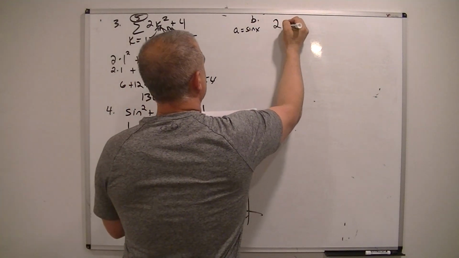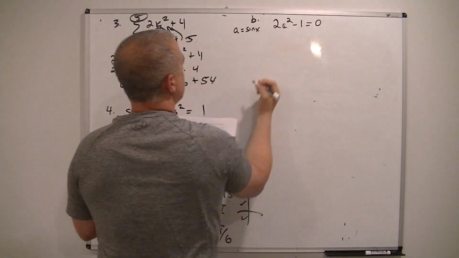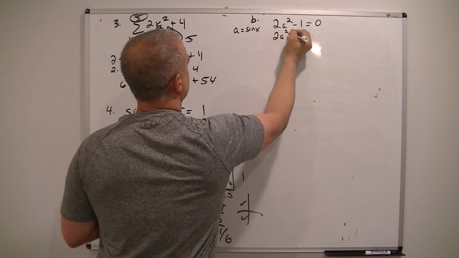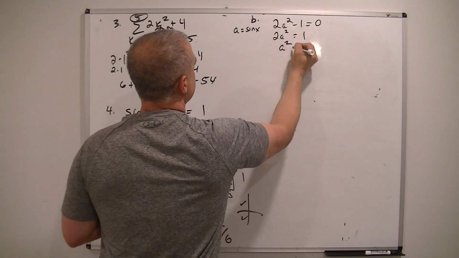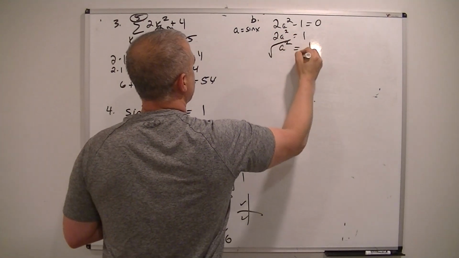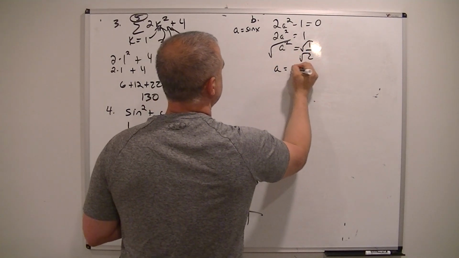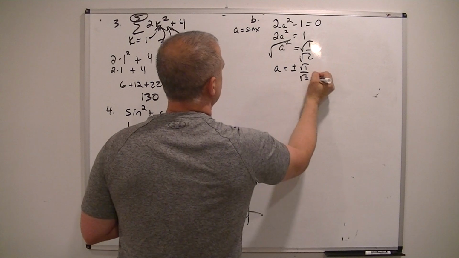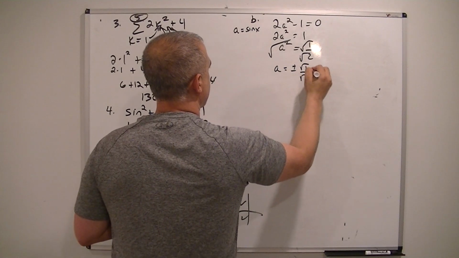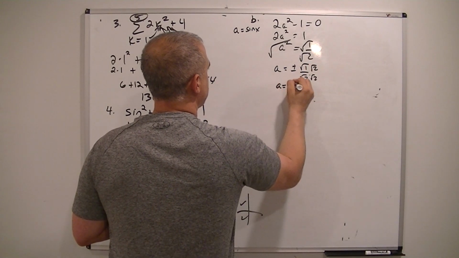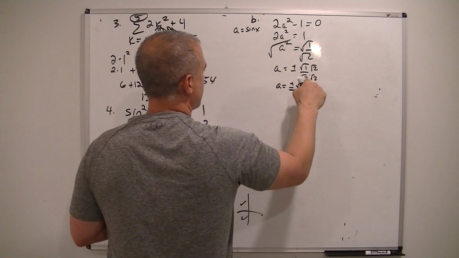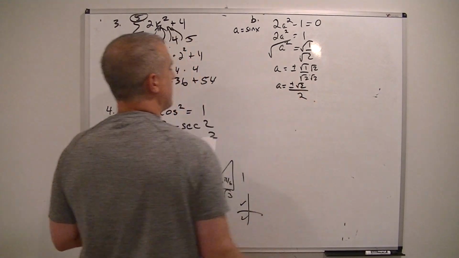So that's going to be 2a squared minus 1 equals 0. So that's going to be 2a squared equals 1. A squared equals a half. Square root here, all right, what happens is that's going to be plus and minus square root of 1 over square root of 2. If I rationalize that, that's going to be a is plus or minus square root of 2 over square root of 4, which would turn into 2.